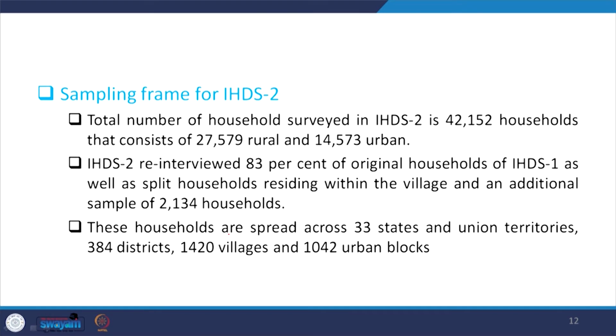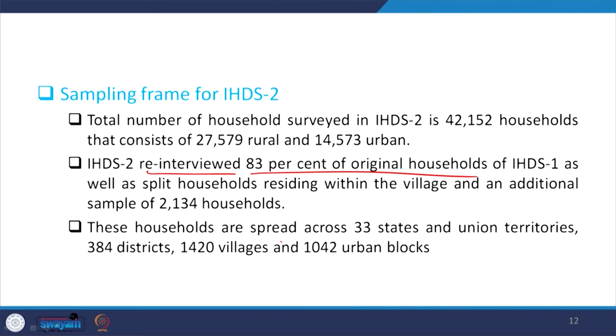IHDS 2 re-interviewed, now the re-interview aspects are discussed. In the previous slide I said for rural some re-interviews are there from the HDPI, but now we are saying how many are re-interviewed in total, not just rural, including urban, that is 83%. 83% of the original households covered in IHDS 2 were re-interviewed in IHDS 2. In addition to that, there are also split households residing within the village, and an additional sample of 2,134 households. These households are spread across 33 states and union territories.